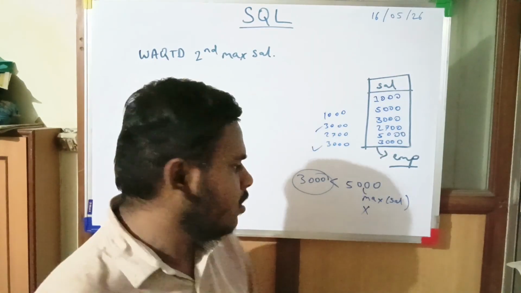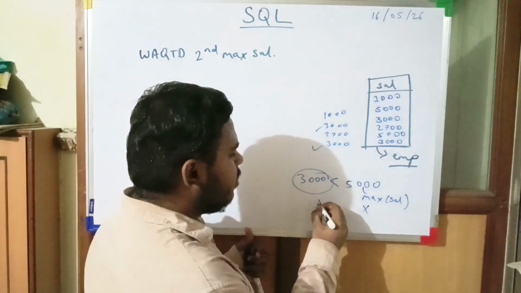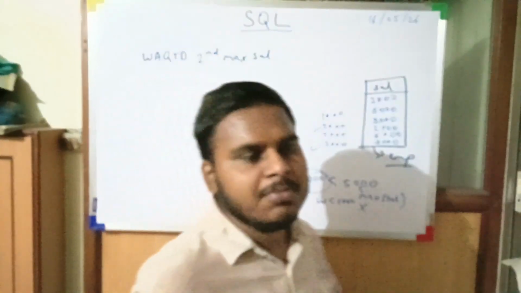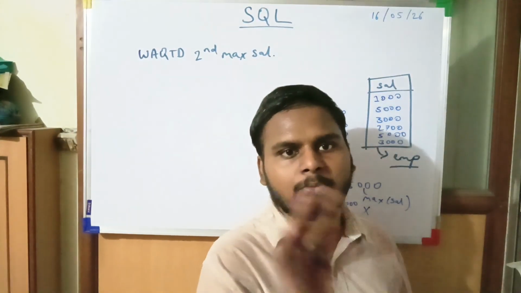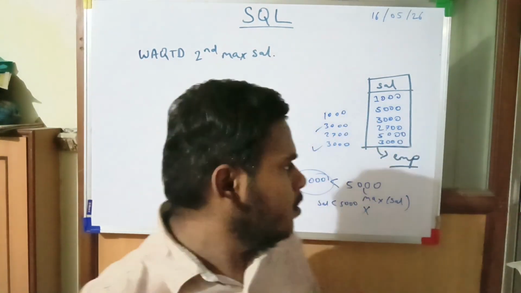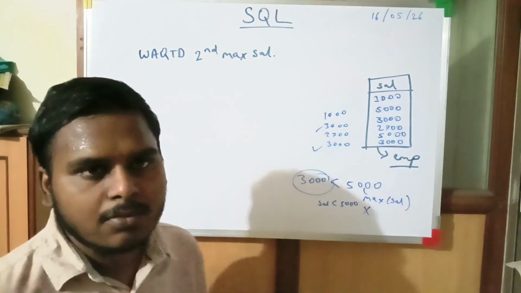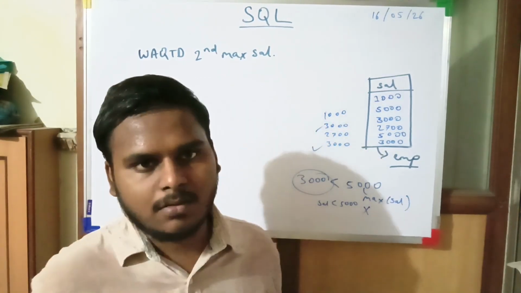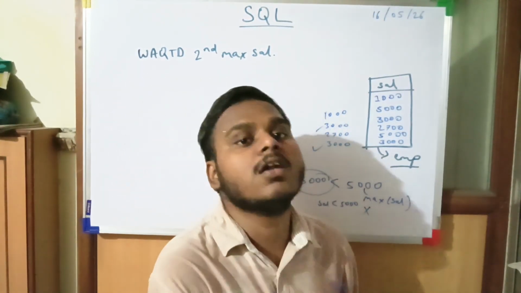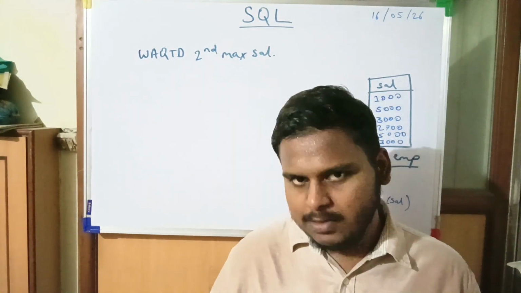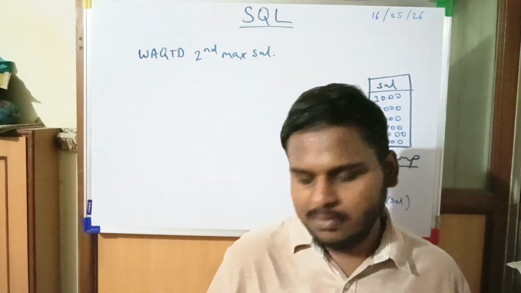How are we excluding 5,000? I am keeping the condition that salary should be less than 5,000. From this, I'm filtering the maximum salary. I'm removing 5,000. Now this concept we will use in a subquery to get the second maximum salary, third maximum salary, fifth maximum salary. We can get it, or we can get the second minimum salary, third minimum salary. Now how will we do it? First question I will solve, the second question you try to solve.